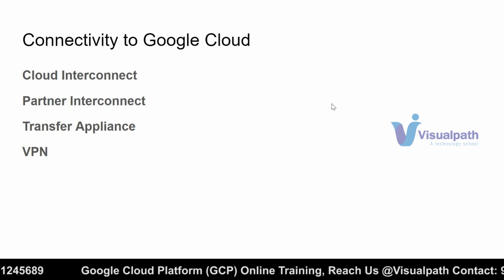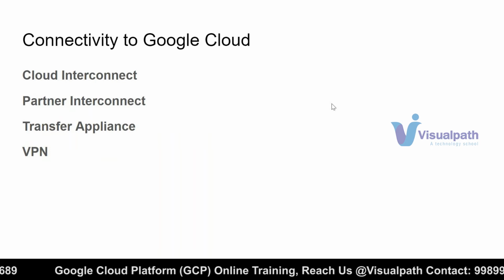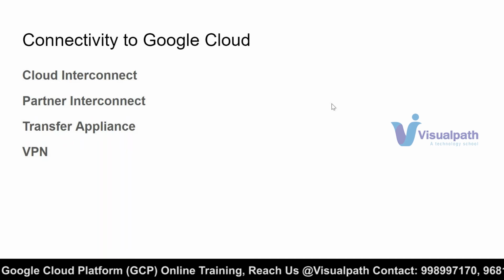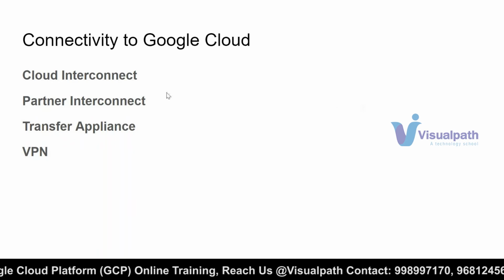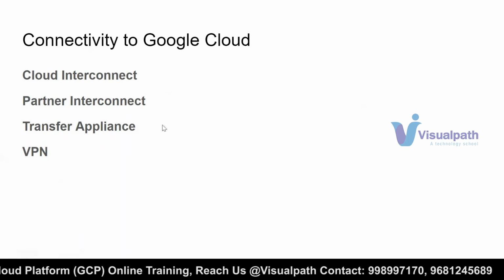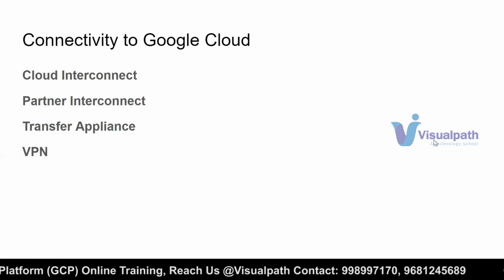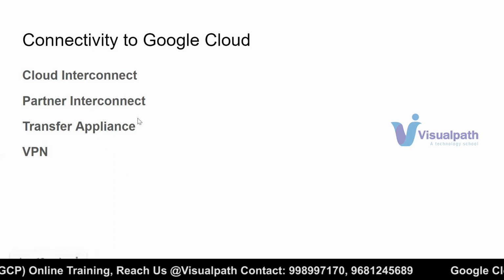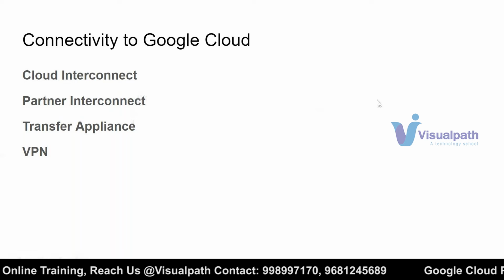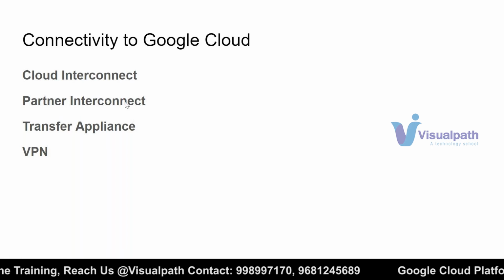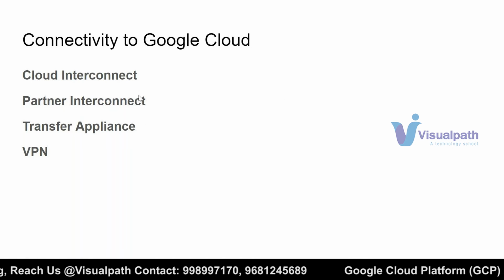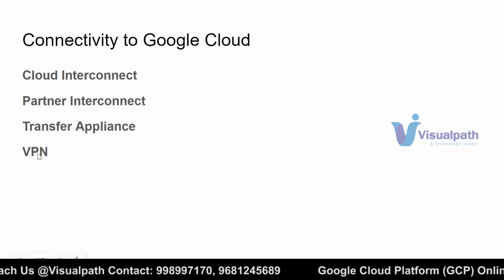And how the connectivity to Google Cloud is happening. Let's say you have an on-premise data center, and there is a Google Cloud data center also, right? You want to migrate your on-premise data to Google Cloud. So how are you going to get connectivity between your on-premise and Google Cloud? We have these options: Cloud Interconnect, Partner Interconnect, Transfer Appliance, and VPN.